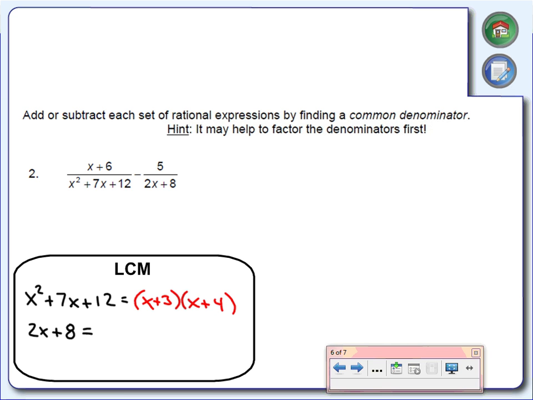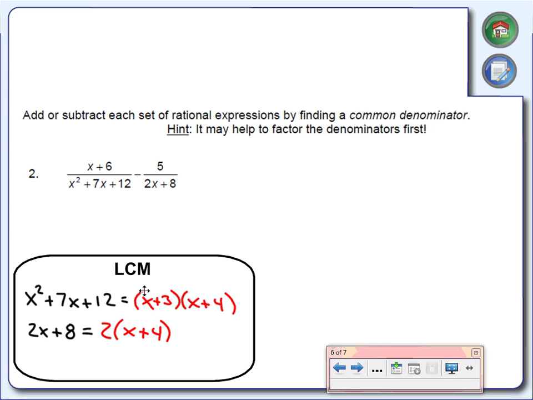Let me come over here and factor 2x plus 8. Notice there's a GCF, and that GCF is a 2. So 2 is the GCF. What would go in the parentheses there? x plus 4. All right, so at this point, I've got it all factored out. Now we're going to use this to figure out what our least common denominator is going to be.